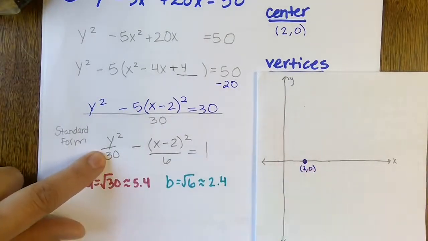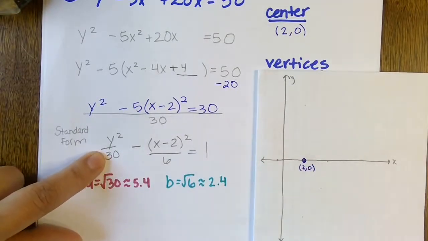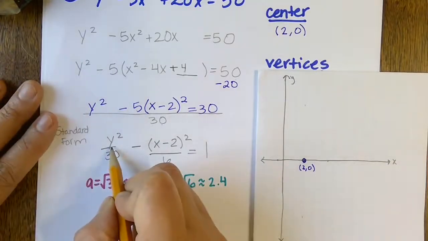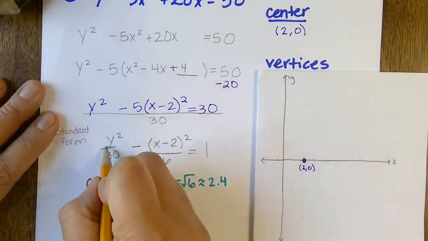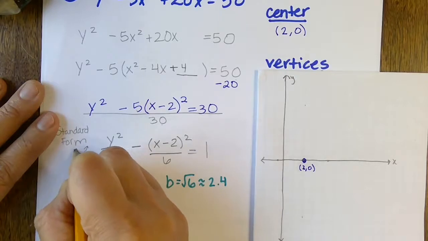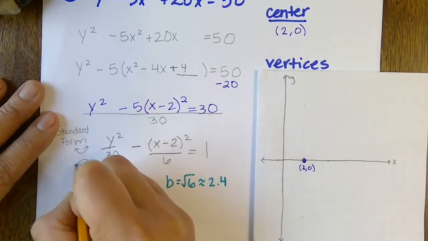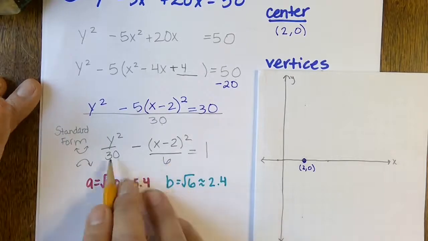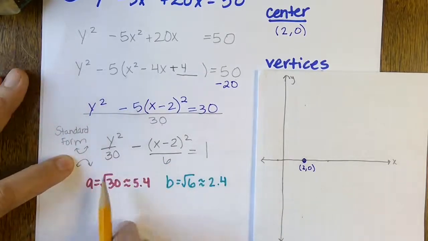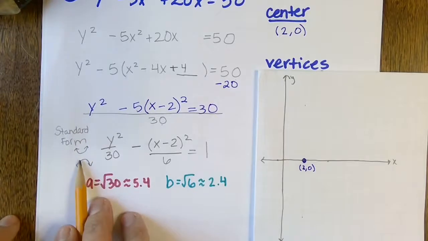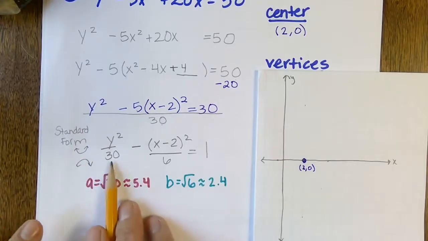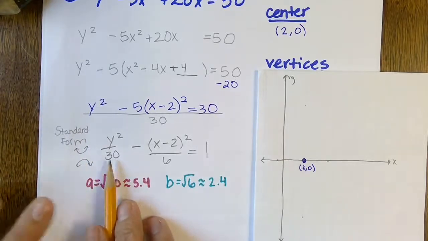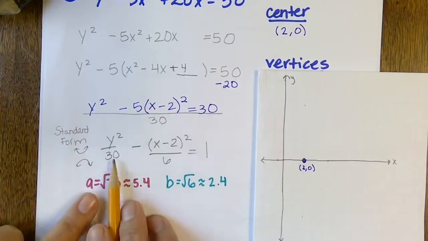And then you want to think to yourself, is this oriented vertically or horizontally? Because this term is first, the y squared term is positive. That means that it's oriented vertically. You actually cannot tell by the bigger number. 30 could have been here and 6 could have been here, and it still would have been oriented vertically. All right, so we know it's oriented vertically. We need to find our a value. The a value goes the same way as the orientation. So square root of 30.